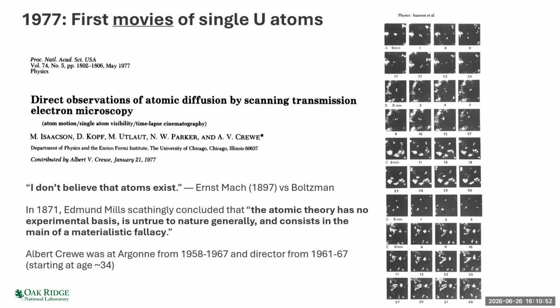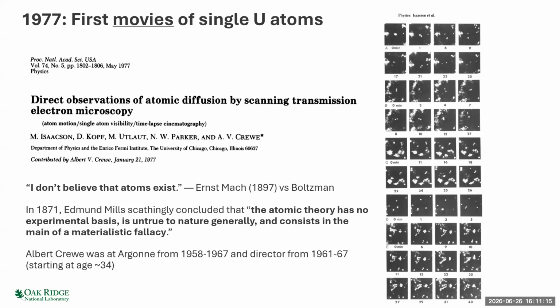So the first real images of atoms were actually taken in the 1970s by Albert Crewe and some co-workers. And there are some interesting things. If this workshop had been about 100 years ago, we might have had quite an exciting debate on whether atoms exist or whether they're just a convenient accounting device to keep the chemists happy.